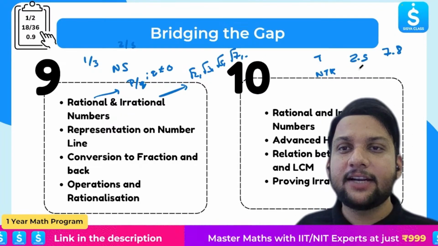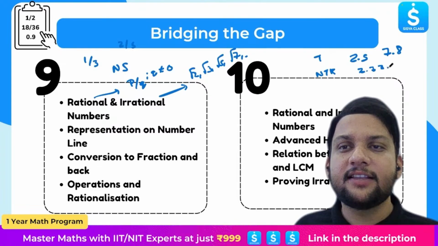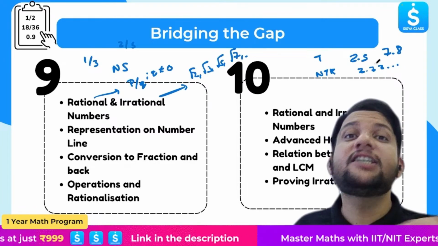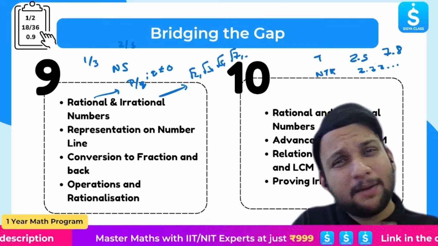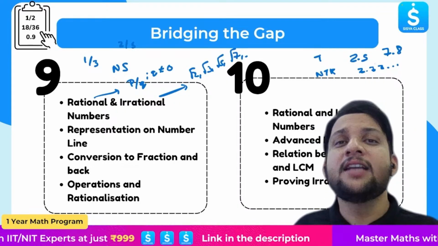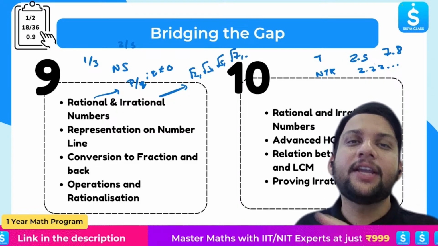For example, let's take 2.33333. Here, the digit 3 is repeating itself, but this decimal expansion is not terminating. In short, we call it NTR, that means non-terminating recurring decimal expansion.